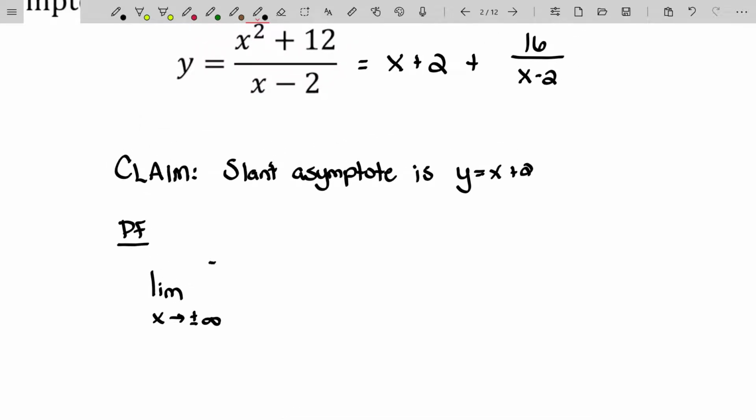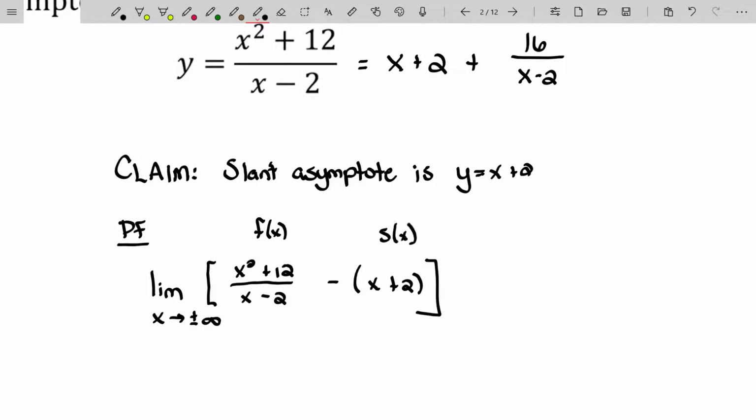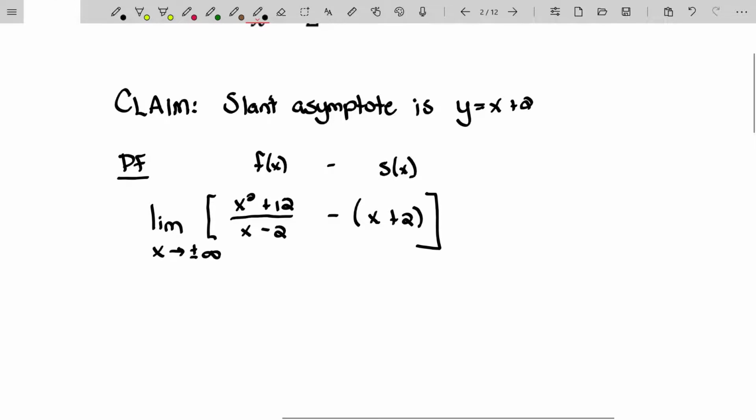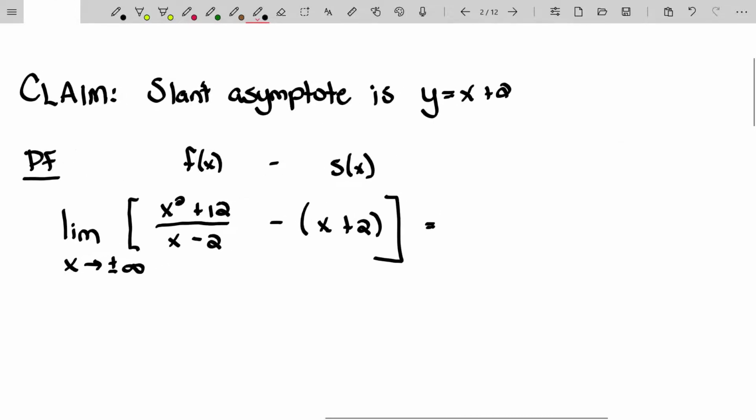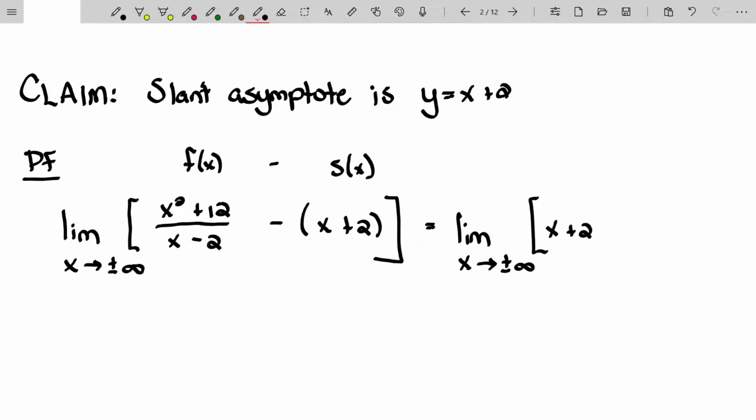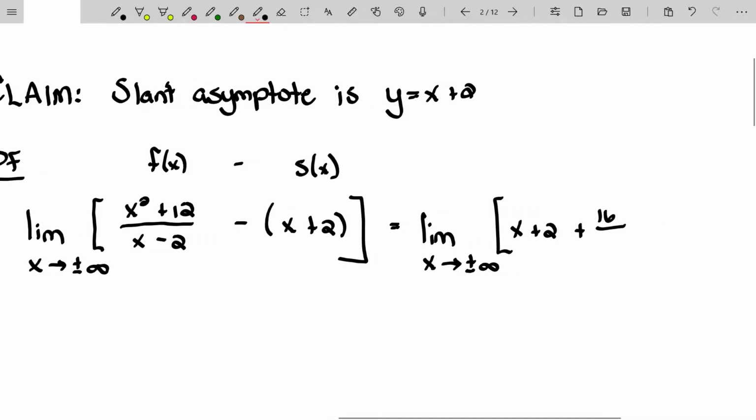But we'll take our function, which is x squared plus 12 divided by x minus 2. That's our function, f of x there. And we're going to find the difference between that and our supposed slant asymptote, x plus 2. That's our supposed slant asymptote. So we're just taking the difference between those. Well, we already know through long division that x squared plus 12 over x minus 2 becomes the following. So limit as x goes to plus or minus infinity of x plus 2 plus 16 over x minus 2.